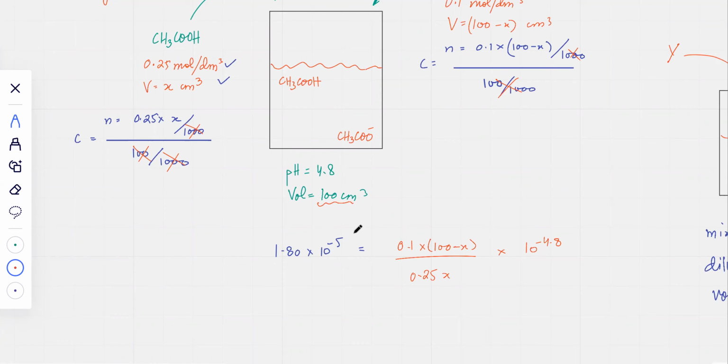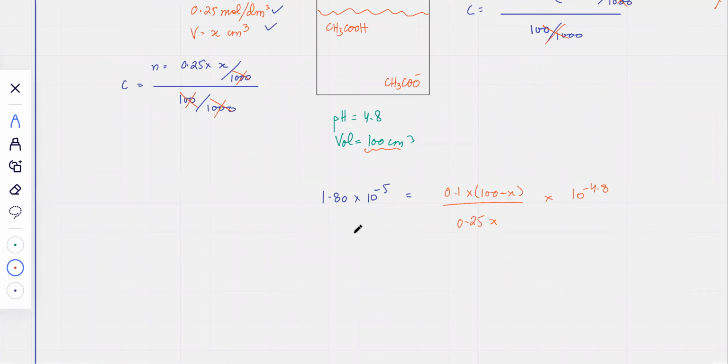So we've gotten this far, and what we just need to do now is solve for x. That's it. I'm going to use k and rearrange the whole expression in terms of k, then substitute the value of k. So it's going to be k into 0.25x is equal to, and I'm just going to call that H plus concentration.